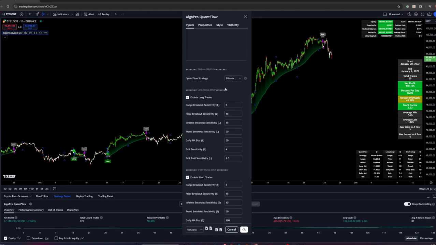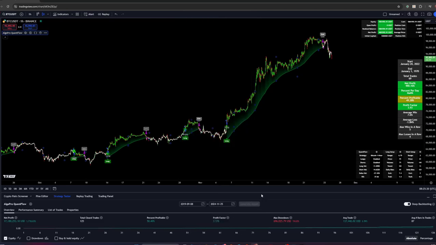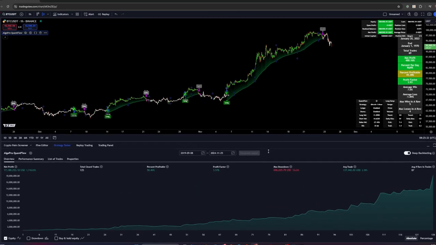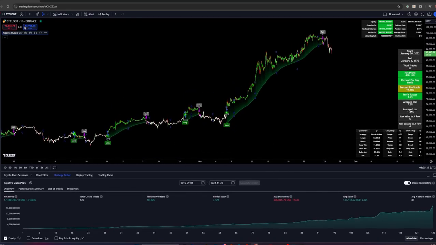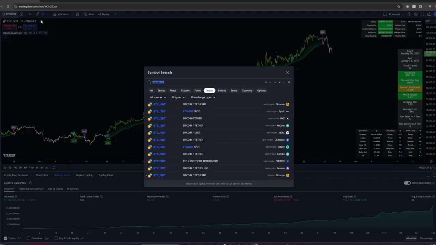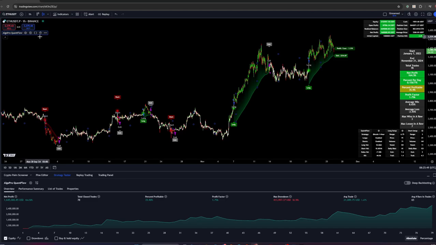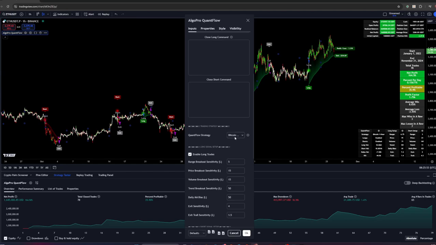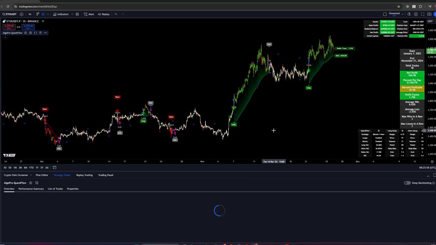But let's go ahead and run through all of our presets just to see how settings are performing on different assets. So we've looked at the Bitcoin one. Let's head over to Ethereum now. So you can see on the Bitcoin settings, Ethereum is still profitable here. But we're going to swap over to the Ethereum 1 hour just to see how it performs.